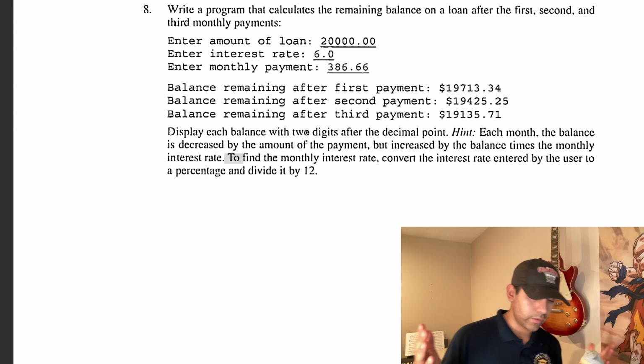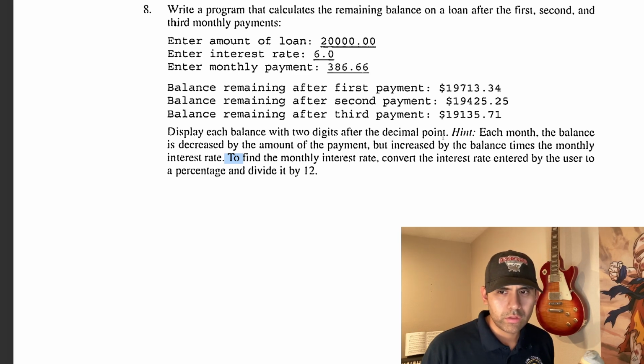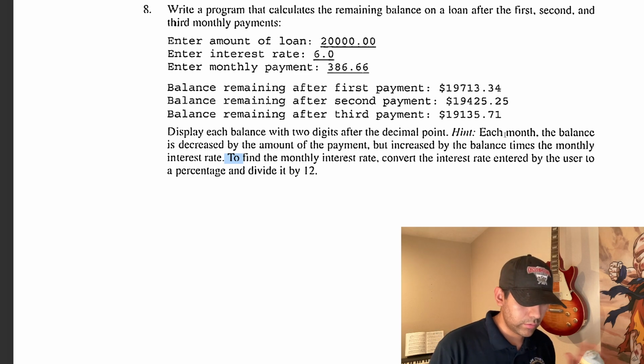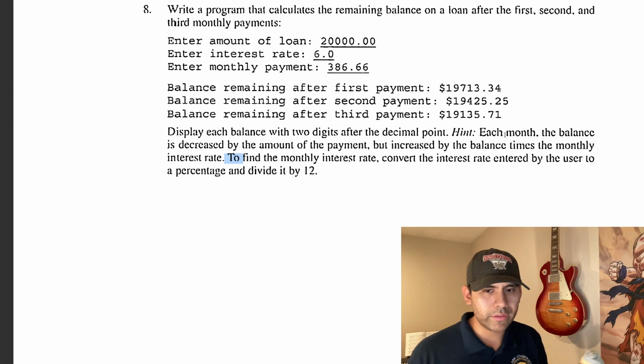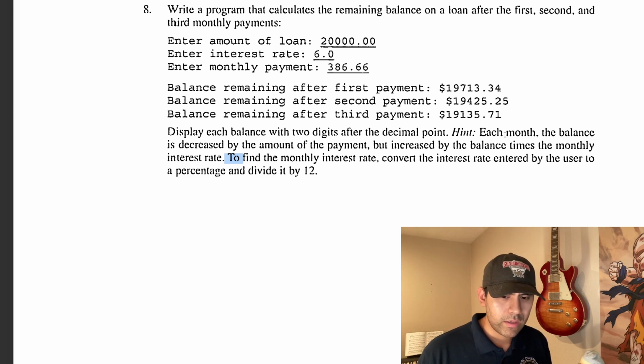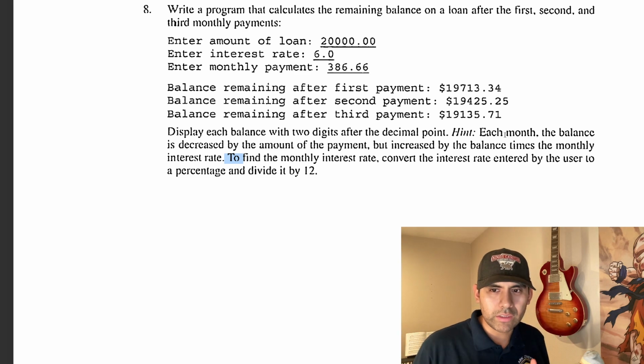Okay, the solution is there. I just have to read it really carefully. So display each balance with 2 digits after the decimal point. Hint: okay. So our hint is each month the balance is decreased. So our balance is going to be decreased by the amount of the payment. Okay, so balance equals balance, right? Minus monthly payments, but increased by the balance times the monthly interest rate. Okay, I think I got this.